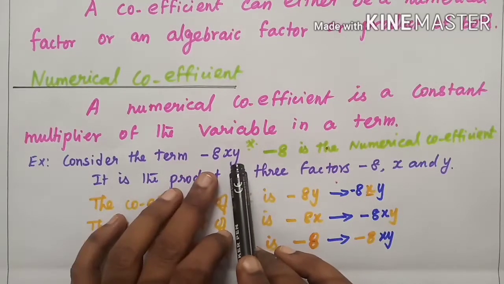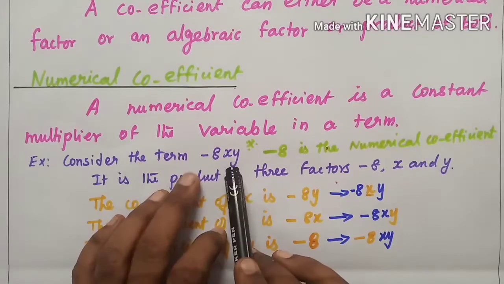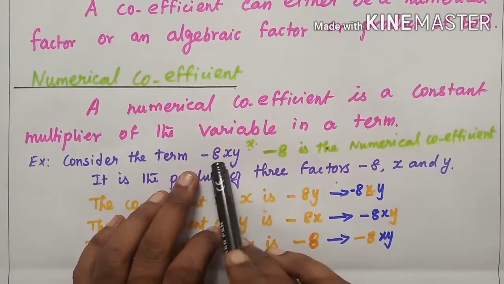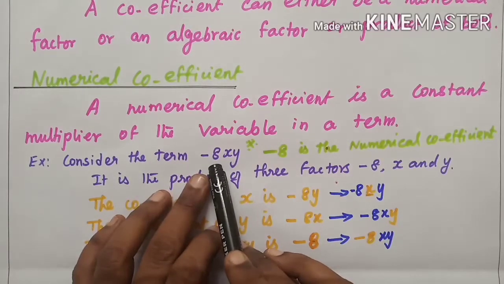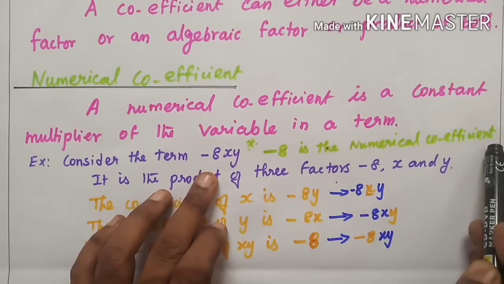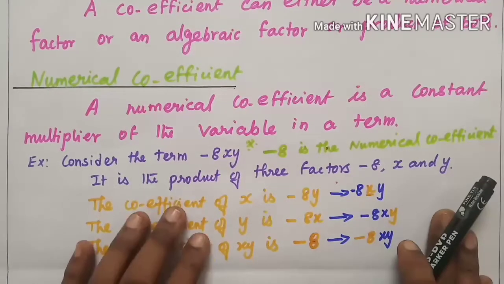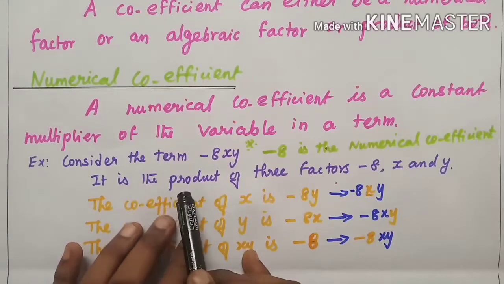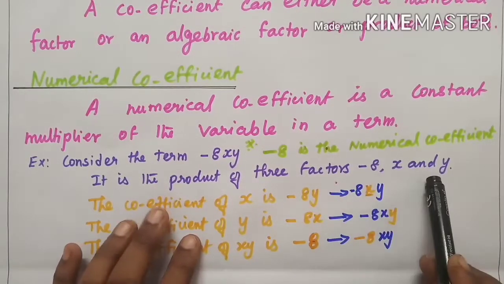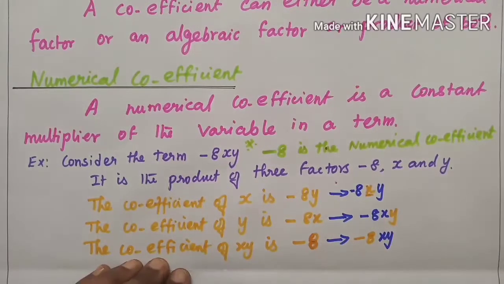Right? What is the numerical coefficient of this expression? That is minus 8. Along with the symbol, we have to specify that numerical coefficient. Yes, minus 8 is the numerical coefficient. Okay, what about other things? Suppose it is the product of three factors, minus 8, x and y. Three factors are there. So suppose they are asking a question like this.